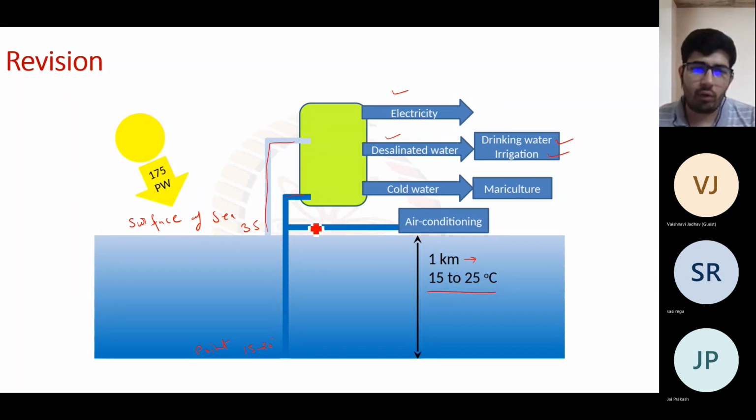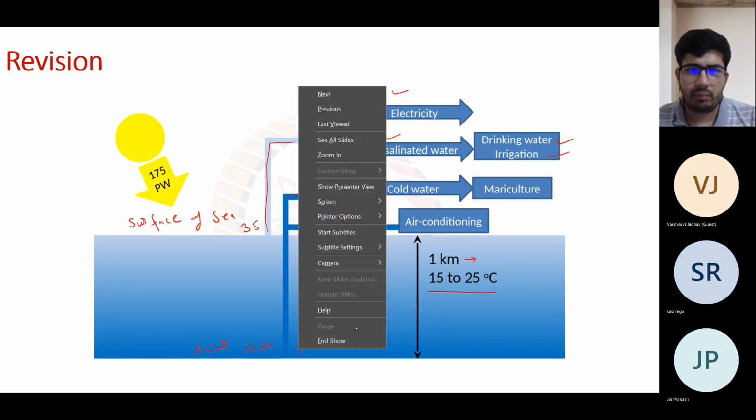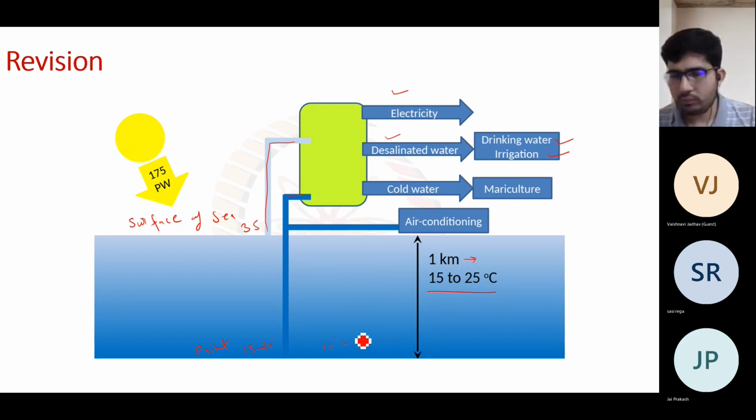And we are having the cold water maybe around 10 degree also, maybe 5 degree or lower. Okay, depending on the location. So we can use the cold water directly for mariculture and air conditioning. So these are some important purposes, that by using this temperature difference we can generate electricity, we can use it for drinking water and irrigation, we can use it for mariculture and air conditioning.